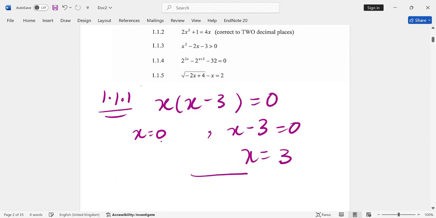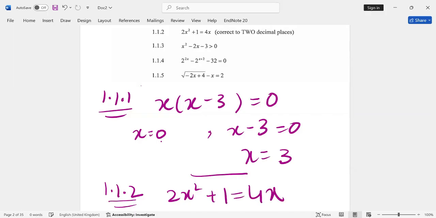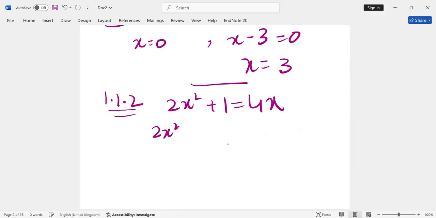Now move to the next question, which is 1.1.2. We have this question, 2x squared plus 1 equals to 4x, and we have to write the answer correct to 2 decimal places, okay? So let's solve this question. We have 2x squared minus 4x plus 1 equals to 0. I just take the 4x over here positive. When I take it to the left side, it becomes negative, okay? So this is also a quadratic equation, and you can use the formula.